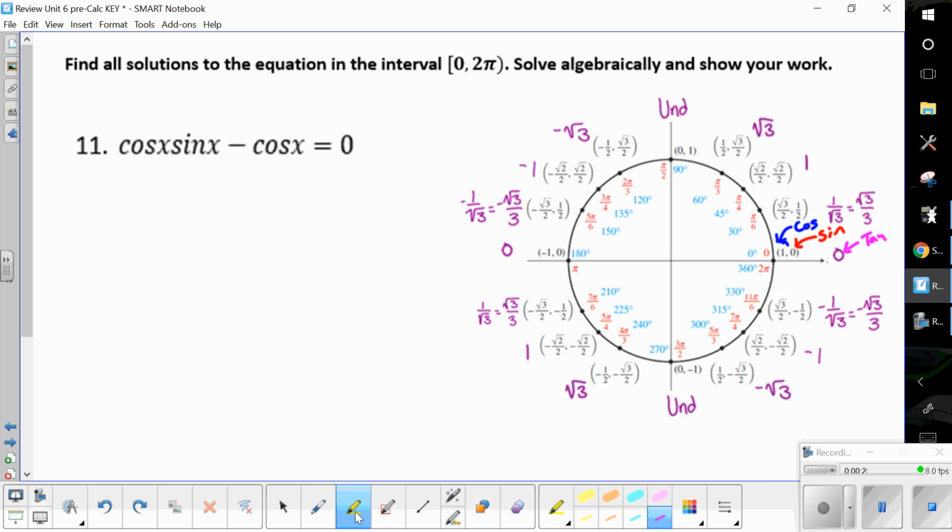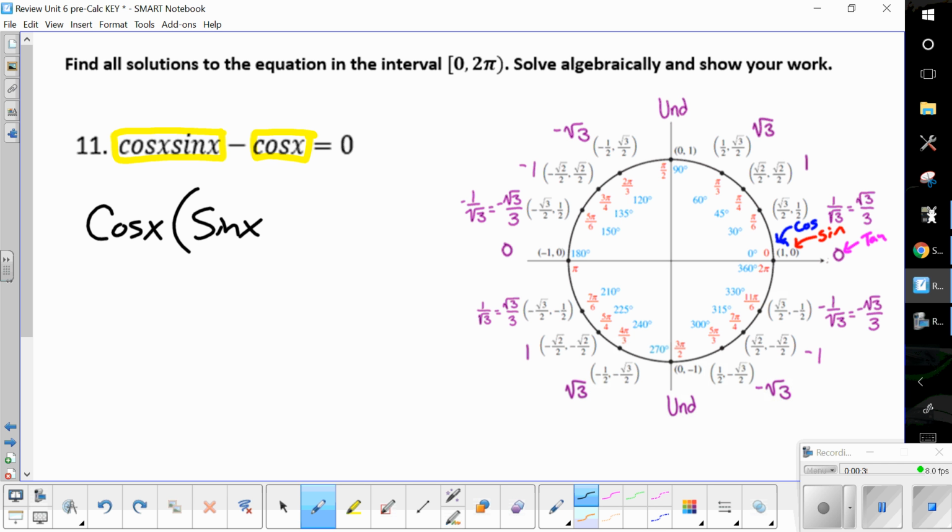But I do notice that each of these terms here contains cosine of x. So I can pull cosine of x out. So I get cosine of x on the outside. The first term's easy to identify visually, that I'm left with sine of x. But the second term, here's where most people mess up. They forget if I pull a cosine out of this right here, it doesn't just disappear. I have to have something in its spot.